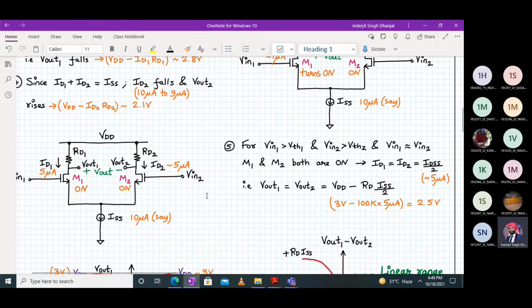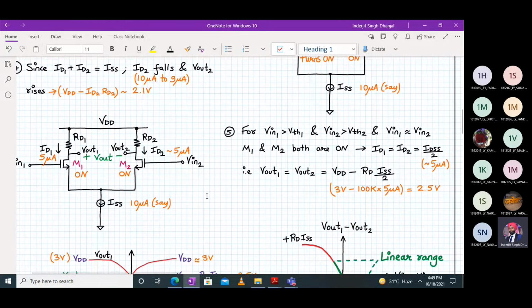Okay. Now, let's just assume that your V in 1 and V in 2 are comparable to each other. That means V in 1 minus V in 2 difference is 0. And my V in 1 and V in 2 both are greater than your threshold voltage of M1 and M2. That means both M1 and M2 are on, right? And right now equal current flows through both M1 and M2. Your ID1 is also 5 microamperes. Your ID2 is also 5 microamperes.